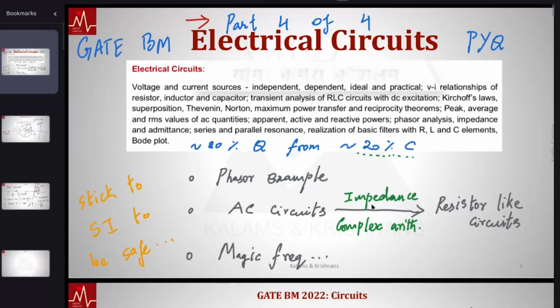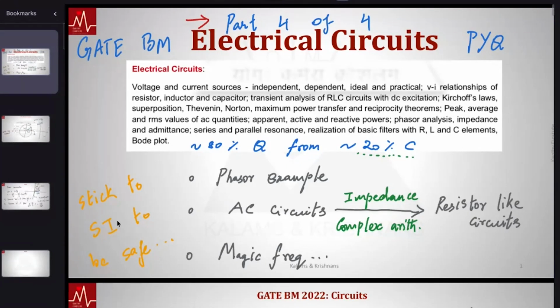Conclusions. Today we looked at AC circuits. This is the same old resistor circuit using impedance. The catch is you need to know complex arithmetic. If you are asked for some frequency and you don't understand the question other than the word frequency, try guessing the magic frequency, worst case scenario. And certainly if it's a NAT question, there are no negative marks. Stick to SI, so you don't have to worry about units.